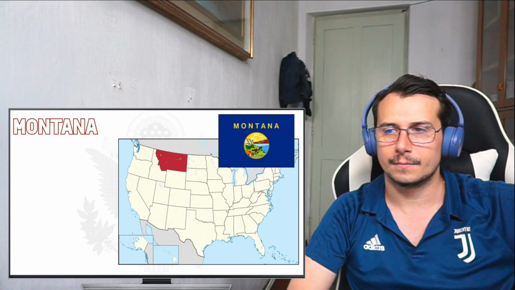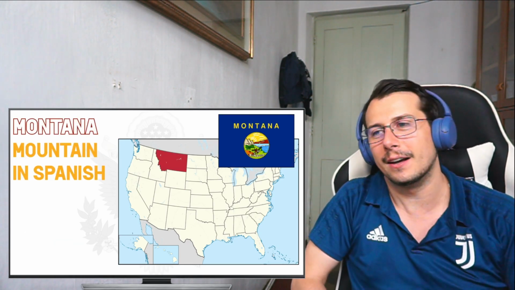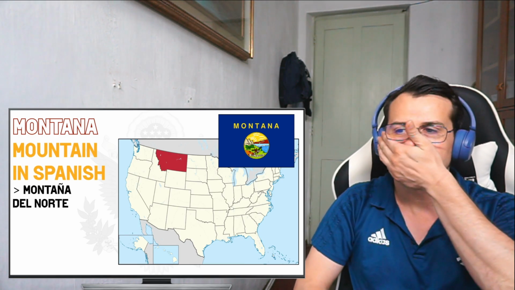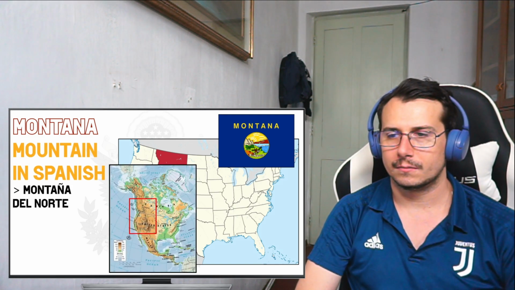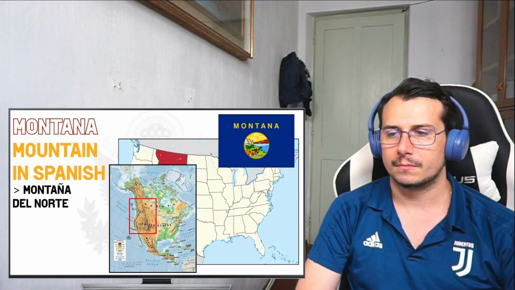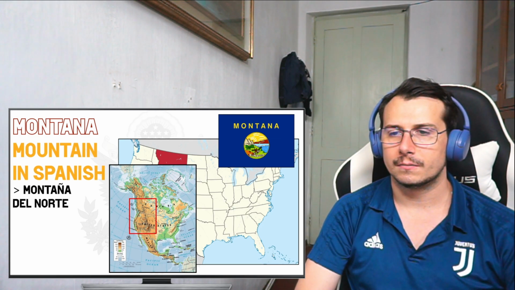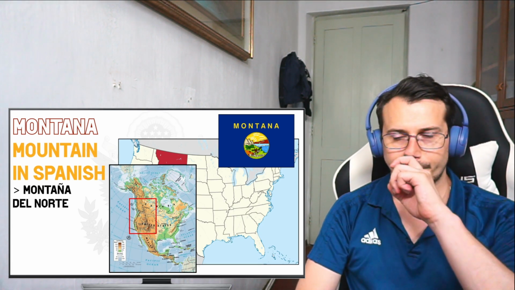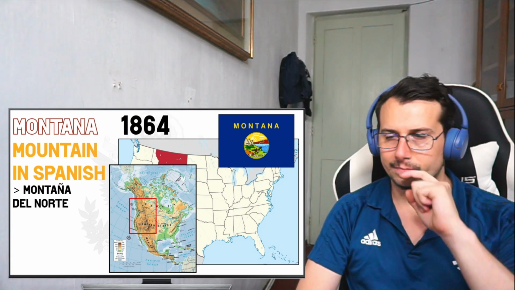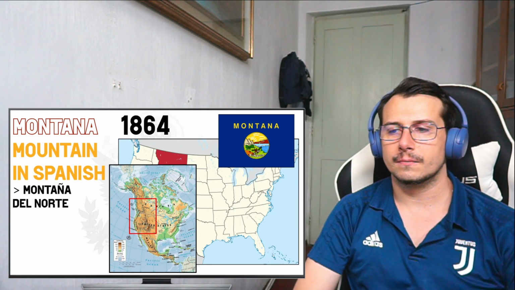Montana is again super straightforward. It means mountain in Spanish. Montaña del Norte was the name given by the early Spanish explorers to the entire mountainous region of western North America. It was proposed by the US government for the territory that ended up becoming Idaho, but then changed as they thought it had no meaning, only to be proposed in 1864 once again for what is now Montana.